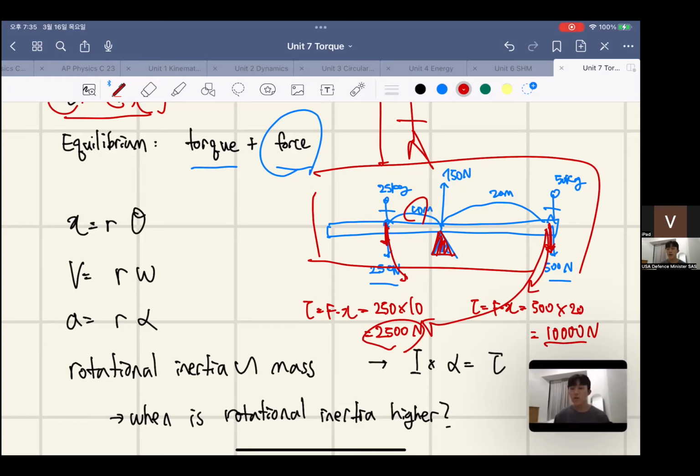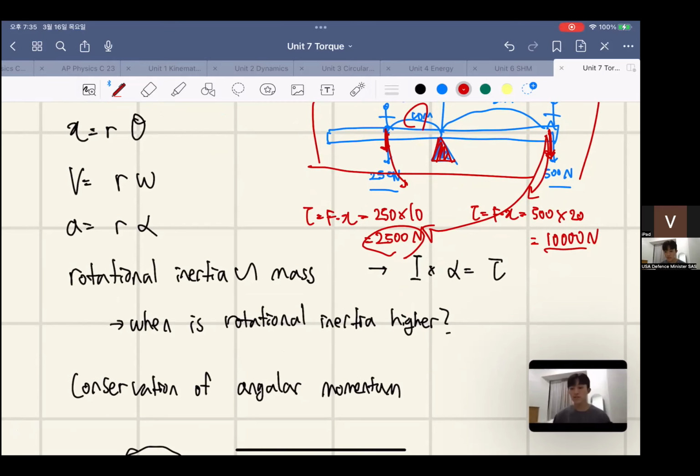So now when we get to these types of questions, when a question says that a certain object is at equilibrium, we have to also consider equilibrium in terms of torque, not only equilibrium in terms of vertical and horizontal force. Now let's move on.